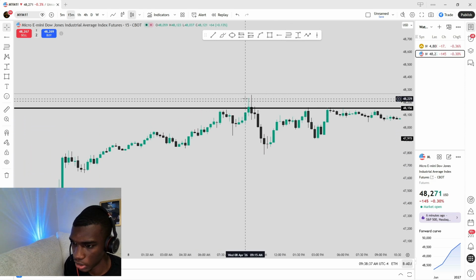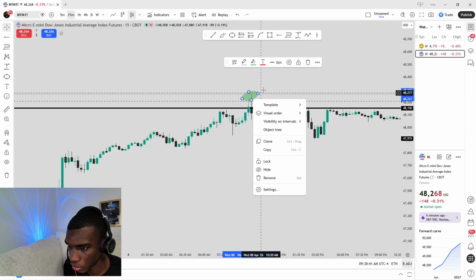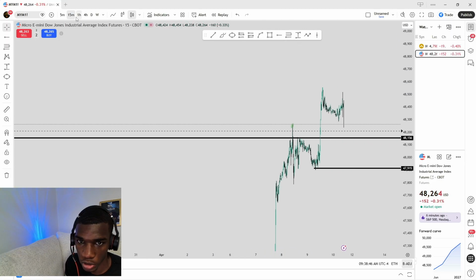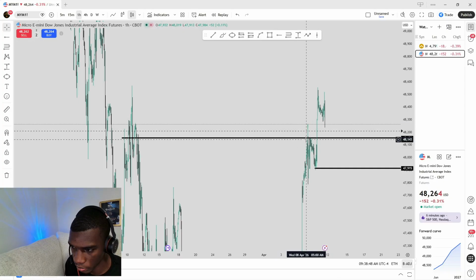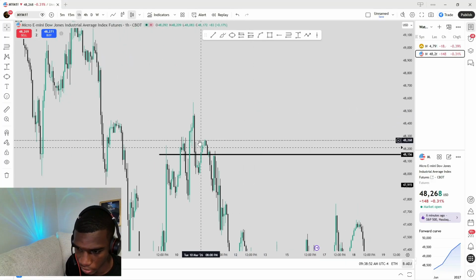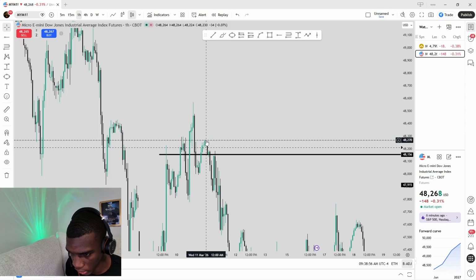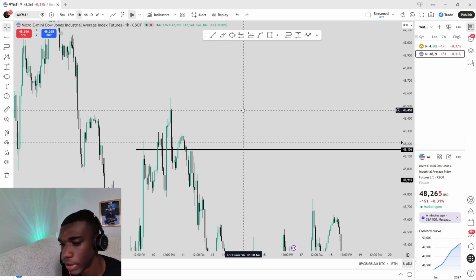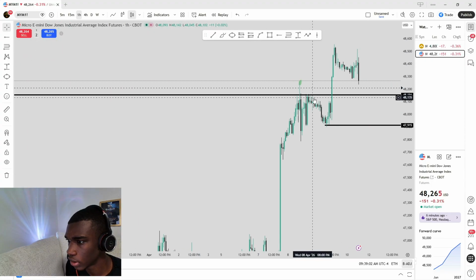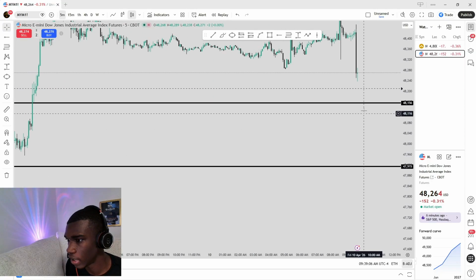Still paying attention to this little wick, only because price came here and stopped, only because that wick is in line with this first selling point here. So I'm like, okay, all right. But ideally, this is where the real structure is, at this level here. So I wouldn't even go for a buy off this.